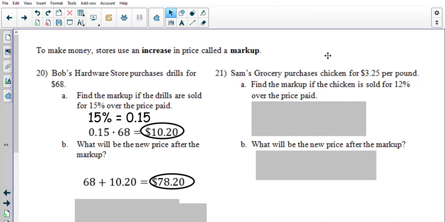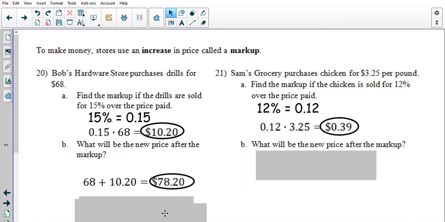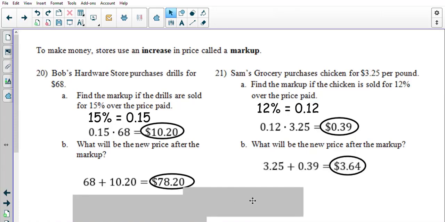Number 21, Sam's Grocery purchases chicken for $3.25 per pound. Find the markup if the chicken is sold for 12% over the price paid. So 12% as a decimal is 0.12. Multiply that by 3.25 and we get 39 cents. So they're going to mark up the price 39 cents. Again, markup means we're going to add on. So take 3.25 plus 39 cents, and we will have a new price of $3.64.